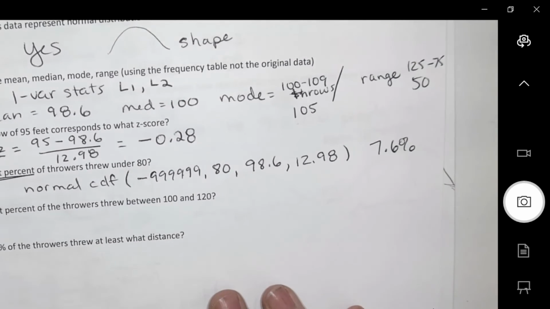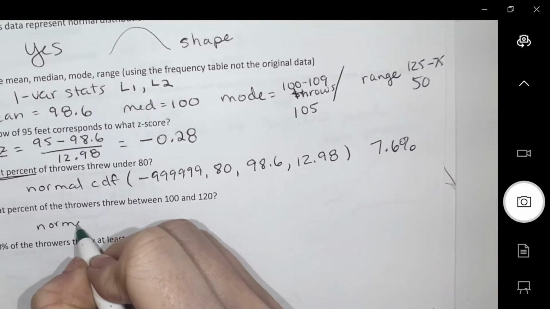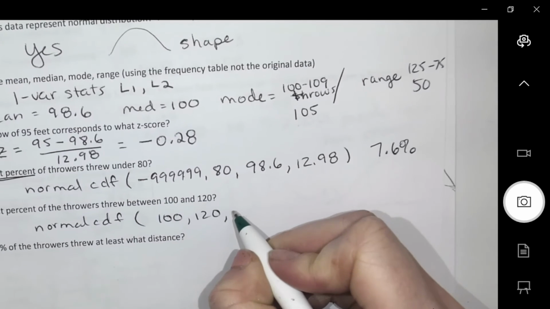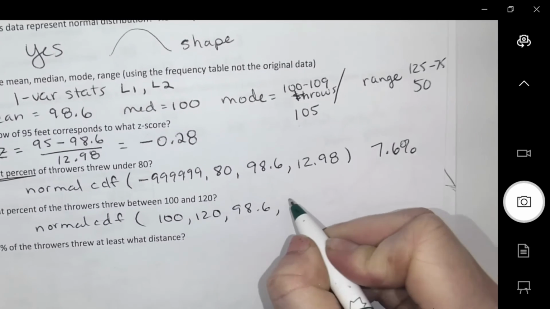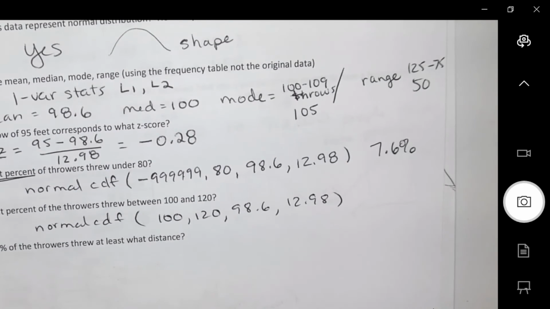Okay, next, what percent of the throwers threw between the 100 and the 120 mark? So the same function, can you get me a number here? So now I'm between something, always end with comma mean, comma standard deviation.